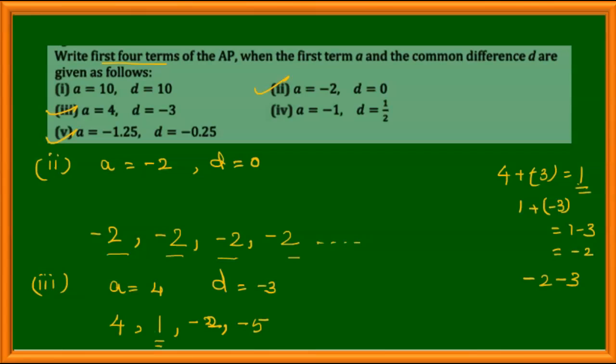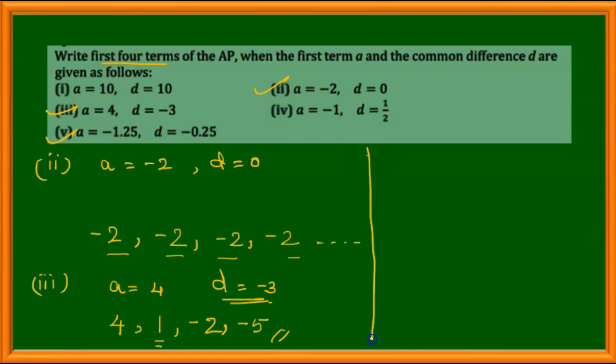So all these 4 terms we got: 4, 1, minus 2 and minus 5. Consecutive terms difference is given here, isn't it? One more we can do here, let me write that one also. Another one we can write here, which is A equal to minus 1.25 and D equal to minus 0.25.